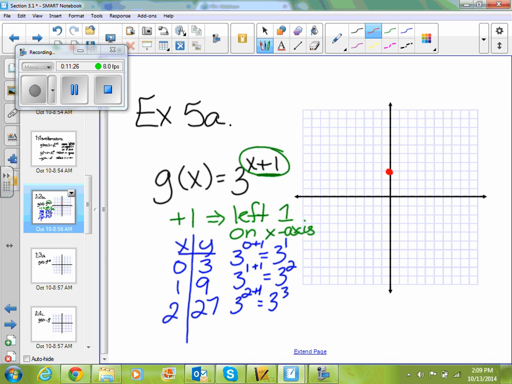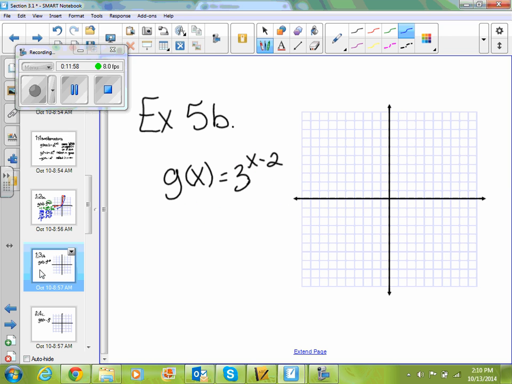And I know that I'm at 1, 9. And I know that my graph was moved back 1. So I know that it's going to look something like that. Whereas my original parent function would have been like this. But my new one is moved over 1. That's what that means.